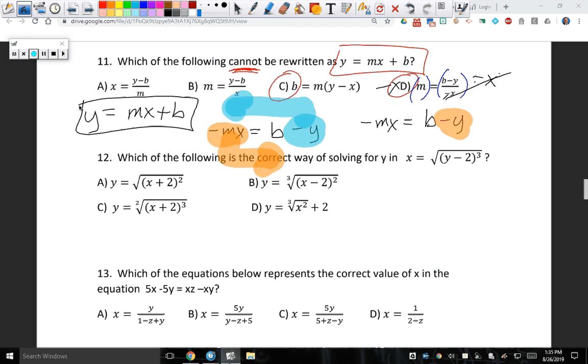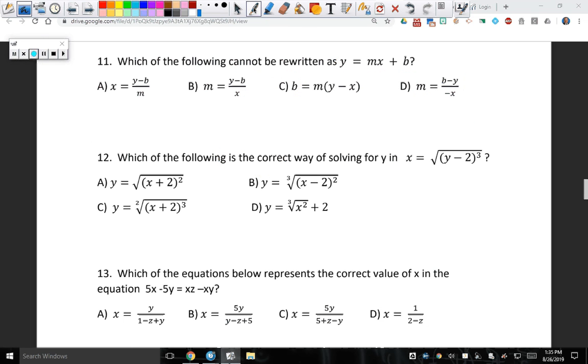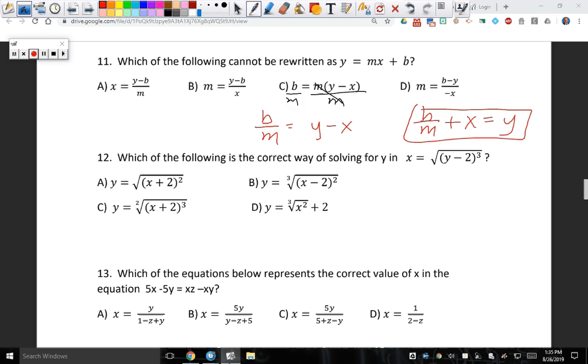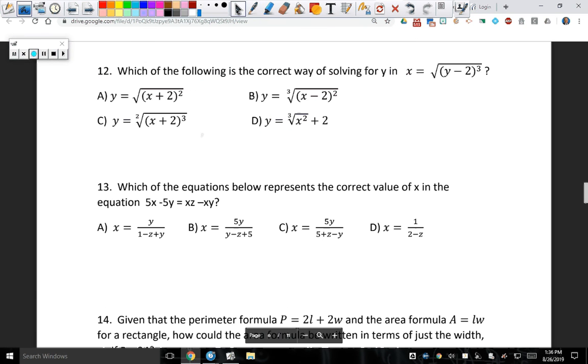Okay? Looking at C, you would divide both by an m, so that you have b over m left, and now if you got y by itself, you see b over m plus x is equal to y. C is the answer. Okay? So again, just practice with manipulations. Let's look at number 12, and I'm going to show you a fast way. Number 12 says, which of the following is the correct way for solving for y?